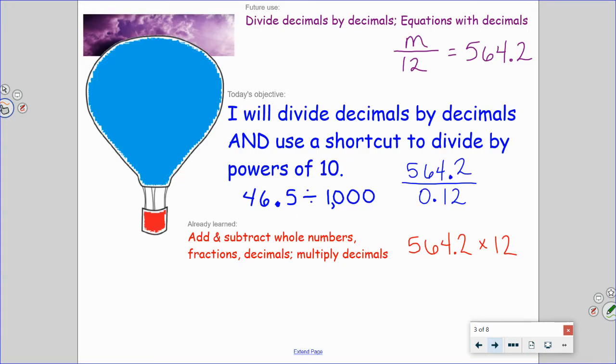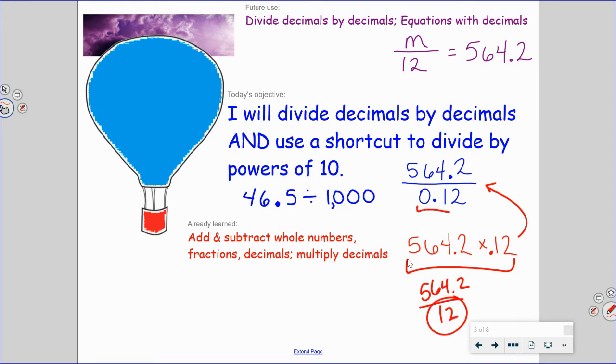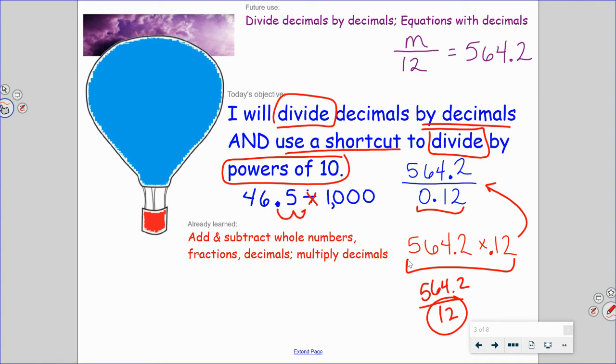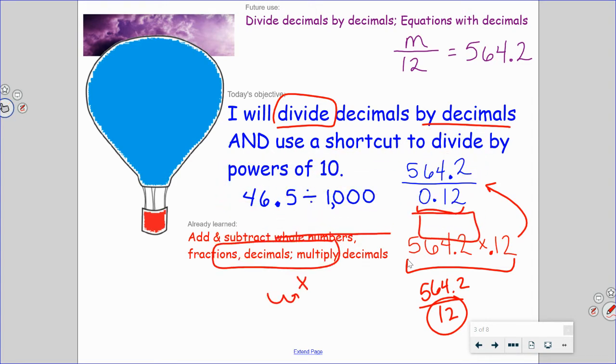All right, folks, think about where we've been. Multiplying decimals by whole numbers, or decimals by decimals for that matter. Now, where we're going today, whereas before you might have divided by a whole number, now we're going to change this whole number into a decimal divisor. So we will divide decimals by decimals, and we're going to use a shortcut to divide by powers of 10. Whereas before we have multiplied it by powers of 10 and used a shortcut with that. Now we're going to teach you to divide.